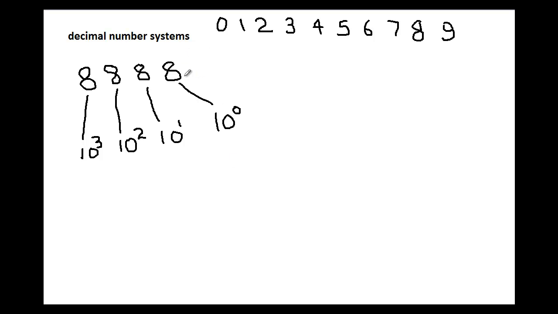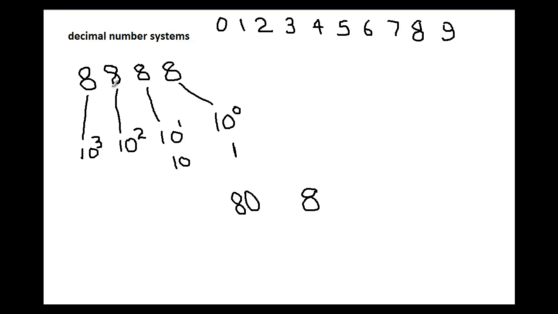So this 8 multiplied by any number to the power 0 is 1. So this 8 multiplied by 1 becomes 8. And this 8, since it is second to the right, it will get multiplied to 10 to the power 1, that is 10. So the second place has the place value 10. And we will multiply the place value to the number. This will become 80.